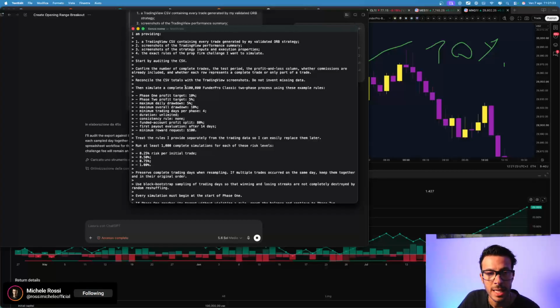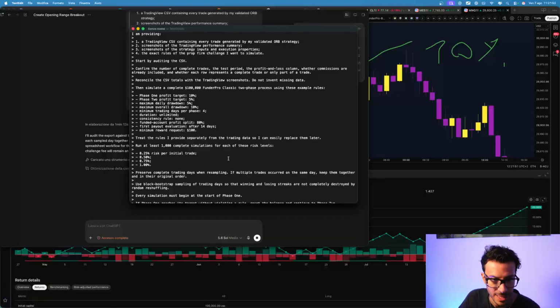Then simulate a complete 100,000 Funded Pro Classic two-phase process using these example rules. Phase 1 profit 10, phase 2 5, maximum drawdown 5, maximum overall drawdown 10, minimum trading days per phase 4, duration unlimited, consistency rule known, split 80%, first payout after 14 days, minimum reward request $100. Treat the rules I provide separately from the trading data so I can easily replace them later.